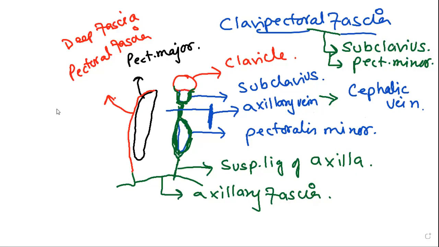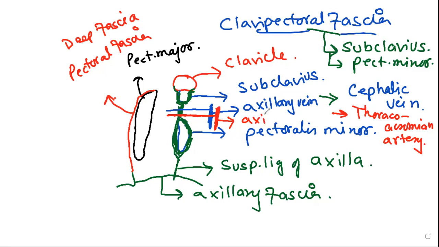Second is your artery, which I am drawing here in red color. This artery is your thoracoacromion artery. The blood supply I am going to explain to you, and then I will explain from where it is coming. Thoracoacromion artery. And this artery is a branch of your axillary artery. This is also piercing your clavipectoral fascia.